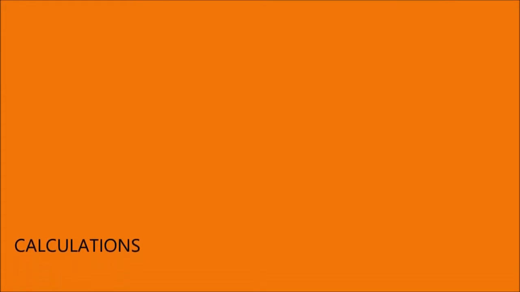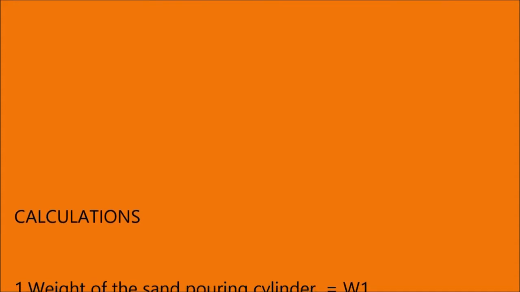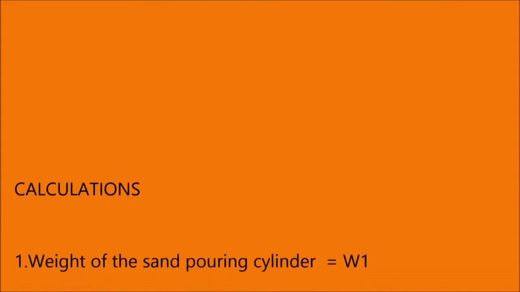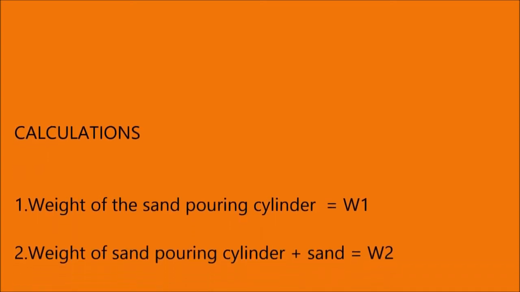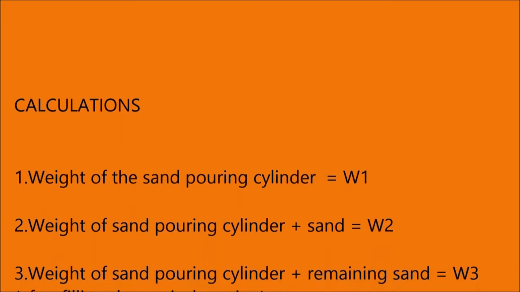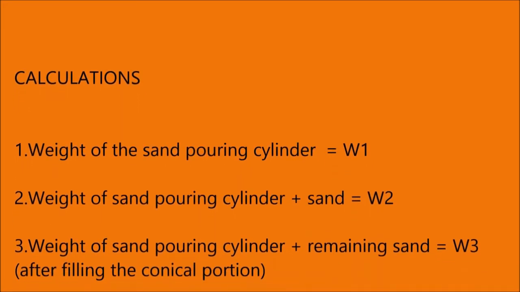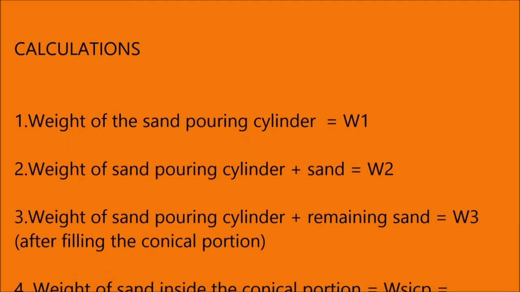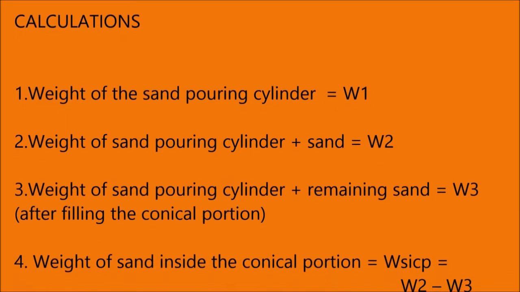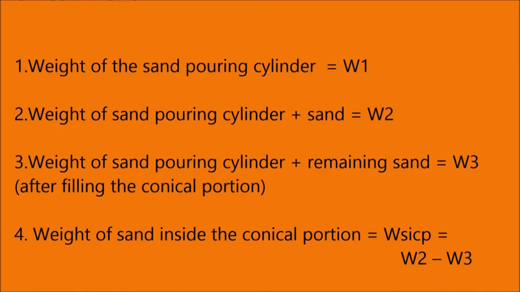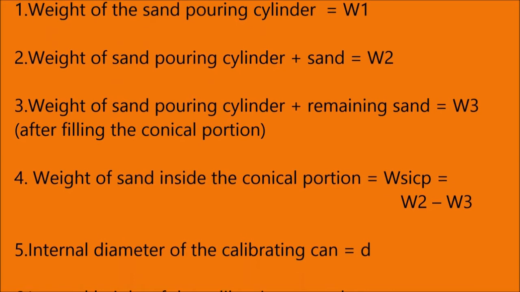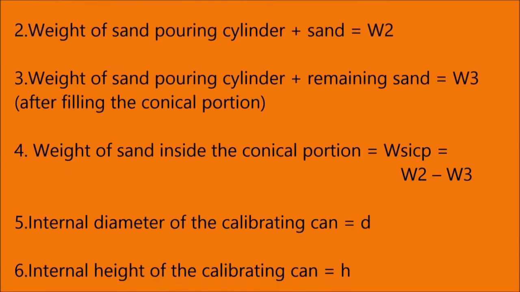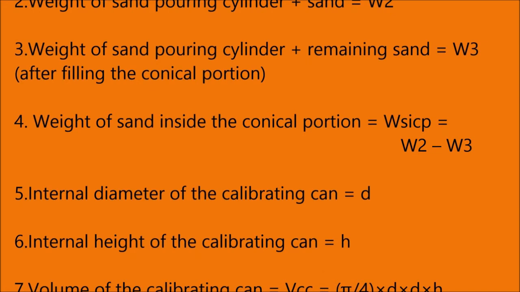Calculations required to determine the field density of soil. Initially, record the weight of the sand pouring cylinder as W1. After filling the sand pouring cylinder with sand, weigh it and record as W2. Weight of sand pouring cylinder plus remaining sand after filling the conical portion, say it as W3. We can get the weight of sand inside the conical portion as WSICP by deducting W3 from W2.